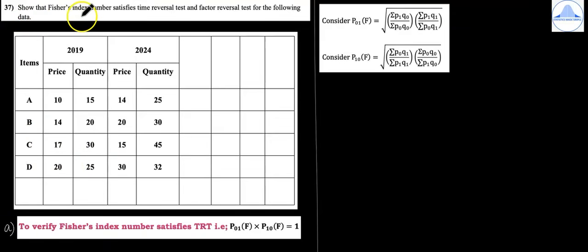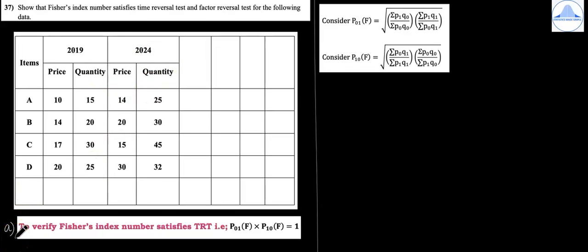37th question: show that Fisher's index number satisfies time reversal test and factor reversal test for the following data. Items are given as A, B, C, D. Then 2019 is the base year, and the prices and quantities are given. And 2024 is the current year, and the prices and quantities are given.